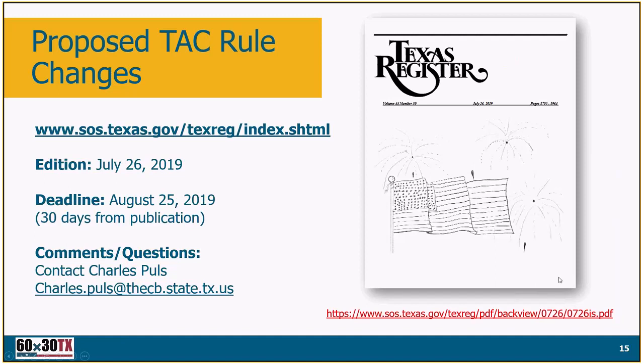The next topic is on proposed rule changes. So every time the Texas Administrative Code is updated, they release a document that includes a lot of information in it, and sometimes it's related to institutions and sometimes it's not. But on July 26th, there was an edition release that had a lot of rule changes that we want institutions to be aware of, because this is your opportunity to know what's coming down the pipeline and to provide comments and questions to the coordinating board before they're actually changed.